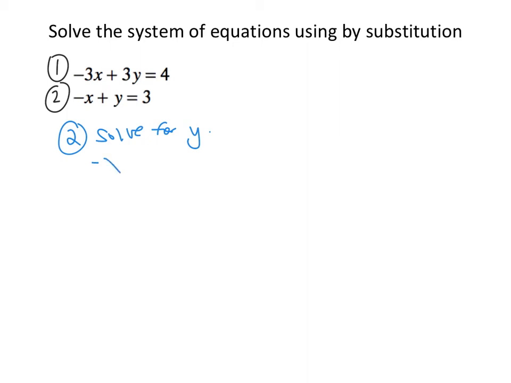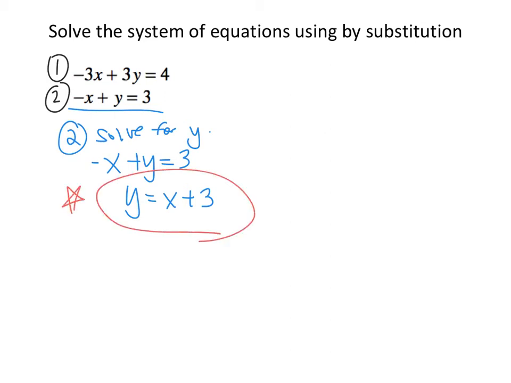So I have negative x plus y is equal to 3. One thing I do suggest when you're working is to rewrite each of the equations first. So instead of trying to solve it in my head and then writing that, I'll actually rewrite each of the equations whenever I'm using it, just to make sure that I'm not making any little mistakes in signs or anything like that. So from here, solving for y, I will add x to both sides. So I have y is equal to x plus 3, or 3 plus x, doesn't matter. This becomes important to me. Starring that.